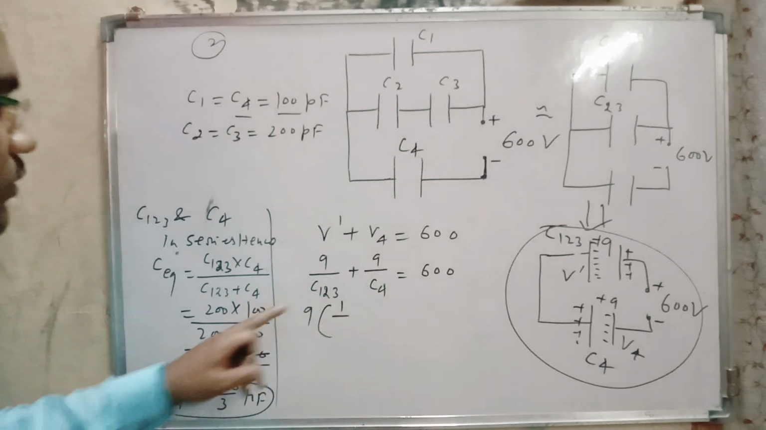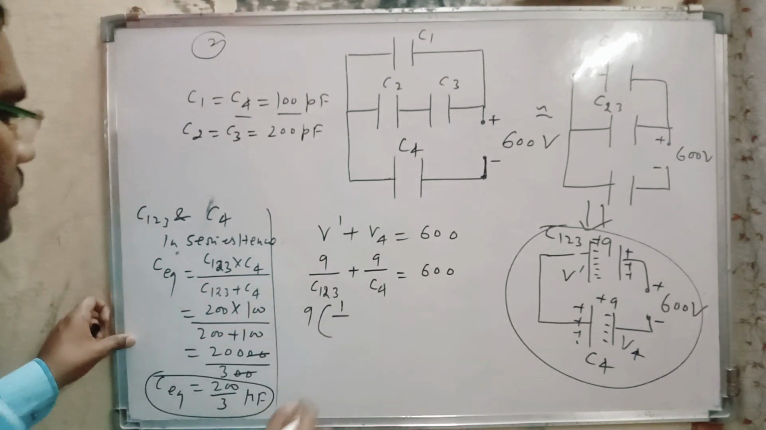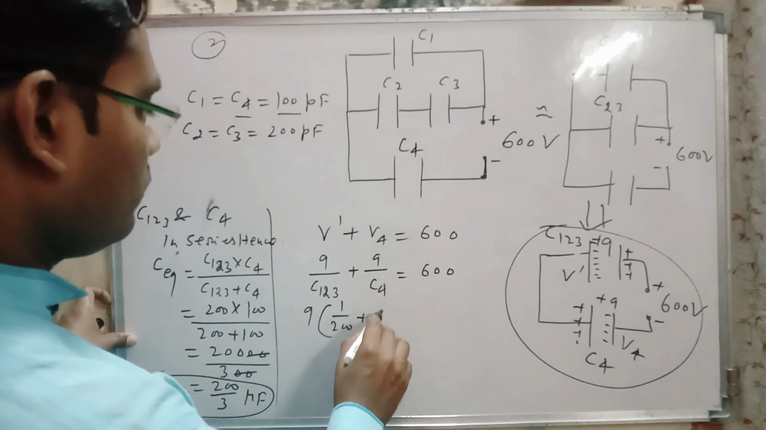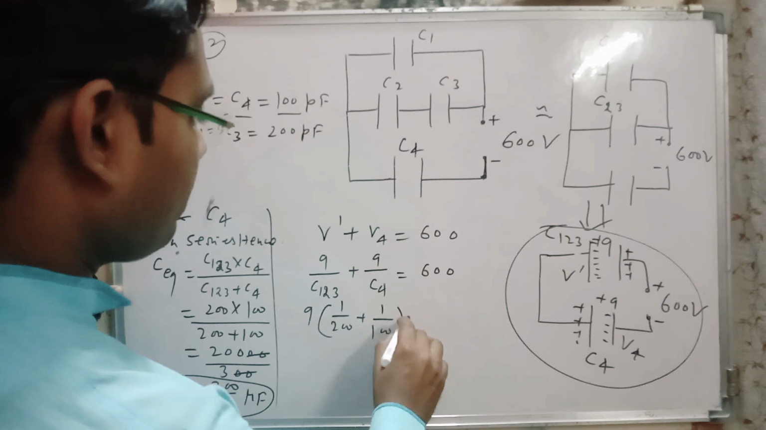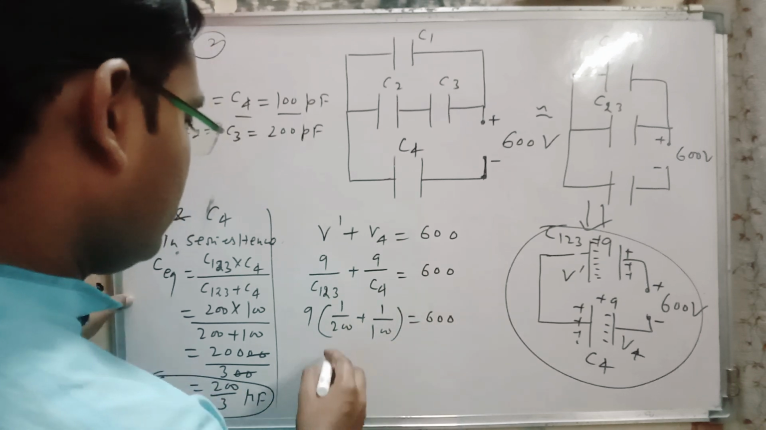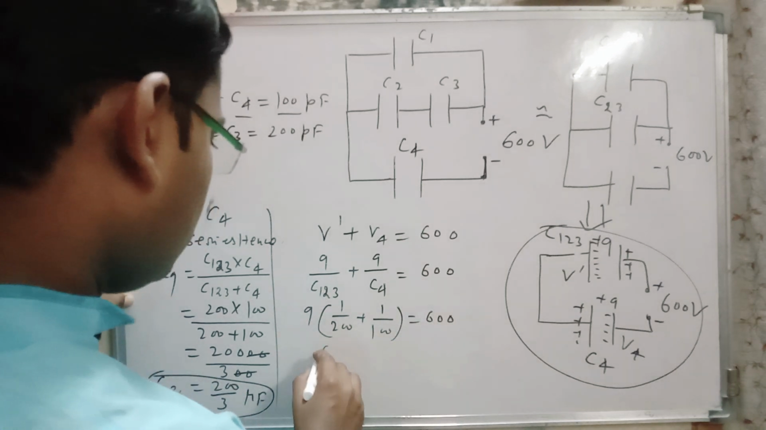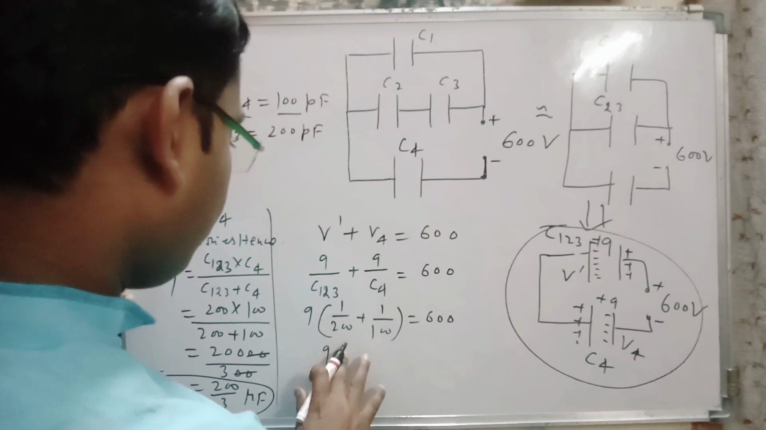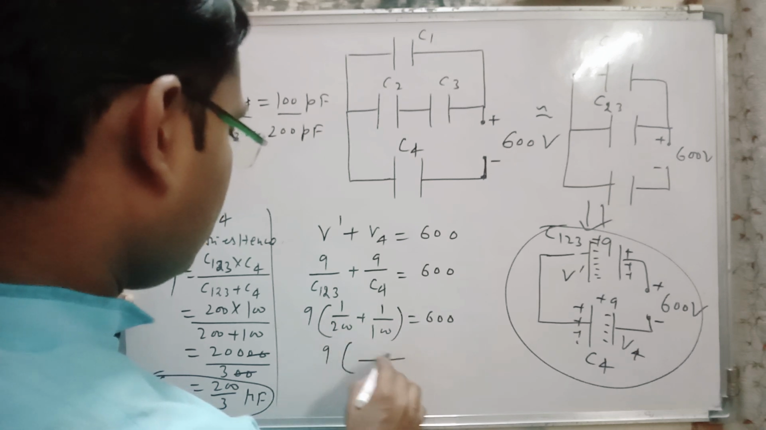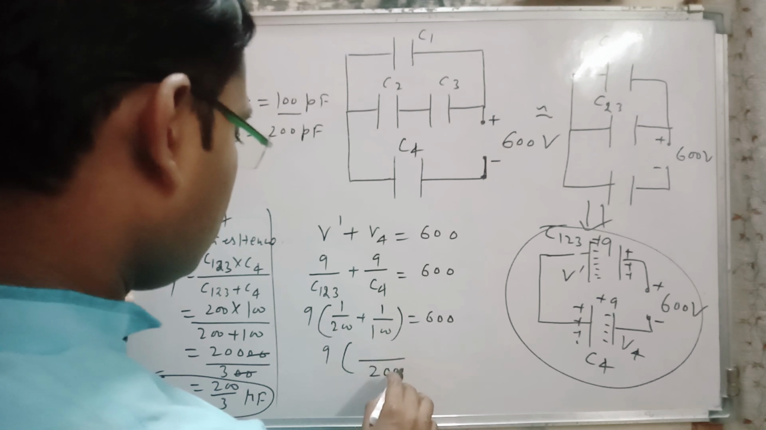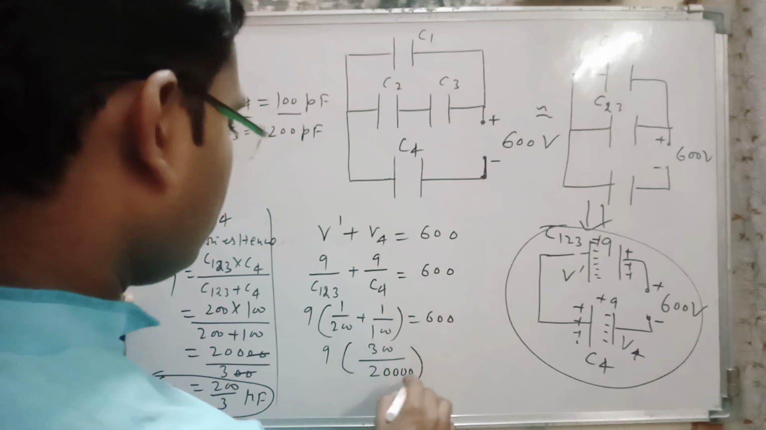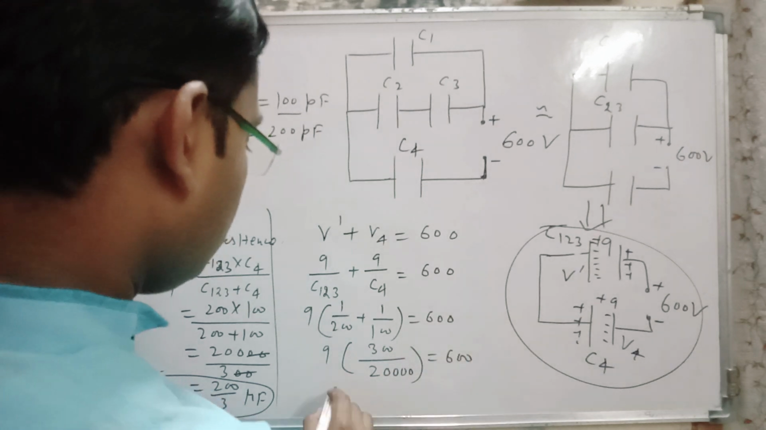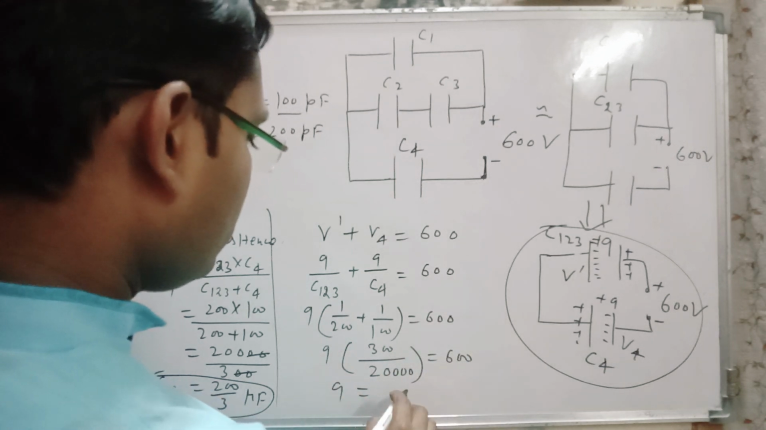What is the value of C23? Value of C23 is equal to 200. Value of C4 is equal to 100. This one is the 600. So now here we take Q, and we take LCM. This one is the 20,000, and this one is the 300. What is the value of Q here?